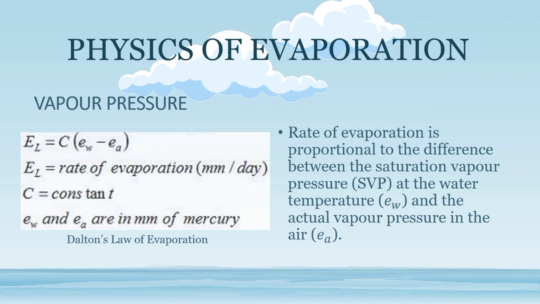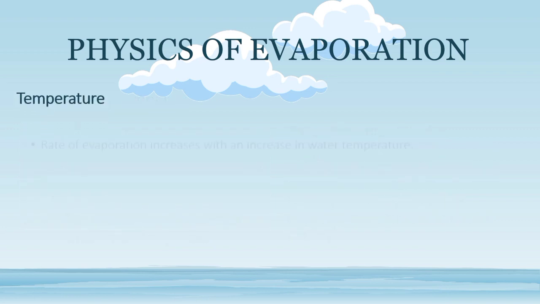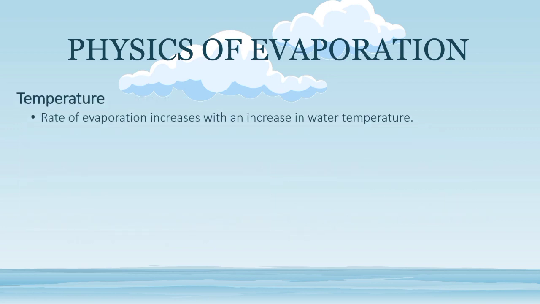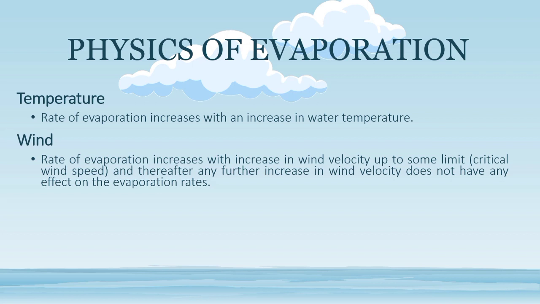Next is the temperature. The rate of evaporation increases with an increase in water temperature. Although there is an increase in the rate of evaporation with increase in air temperature, a high correlation does not exist between them. Wind. Wind helps to remove the evaporated water vapor from the zone of evaporation, thereby creating greater scope of evaporation.